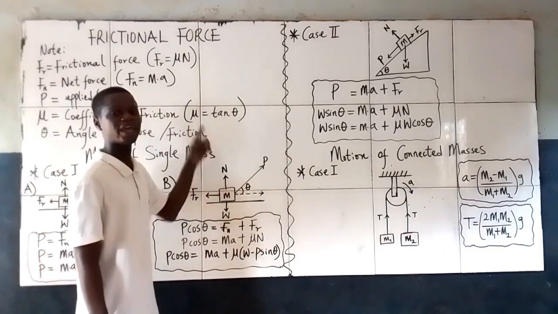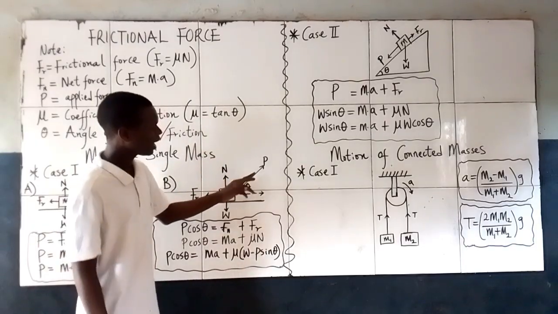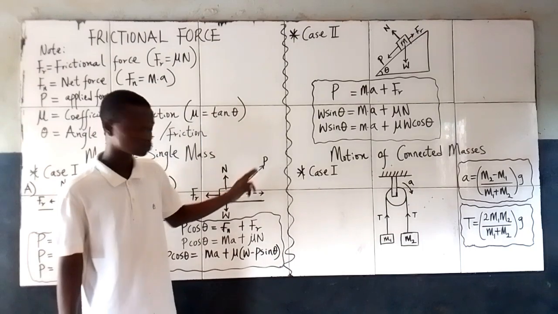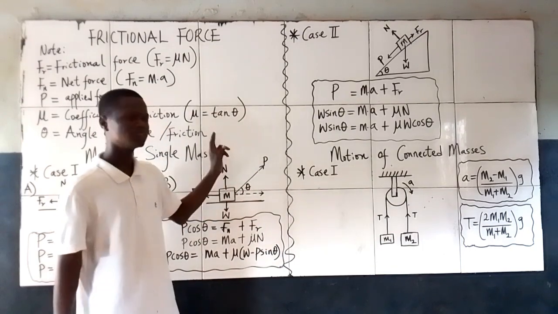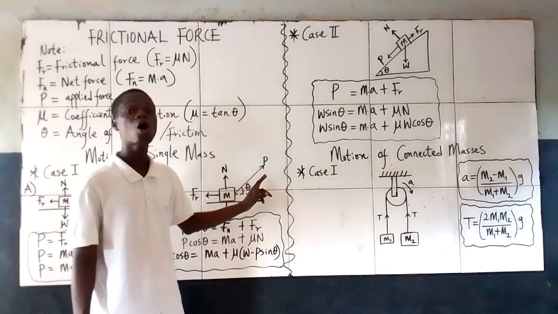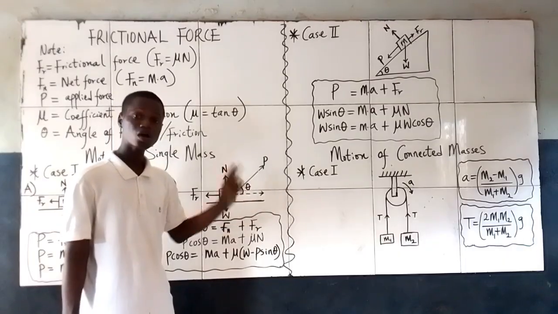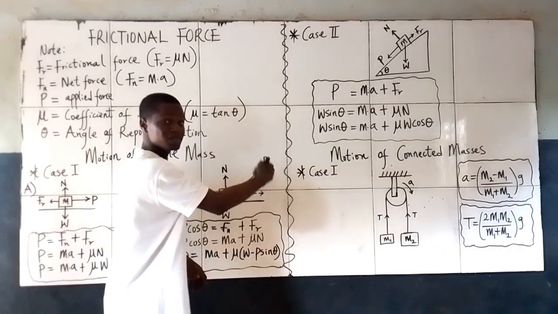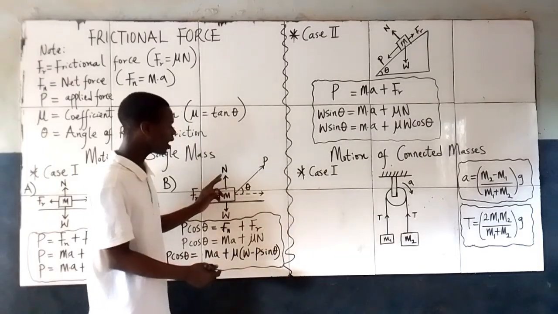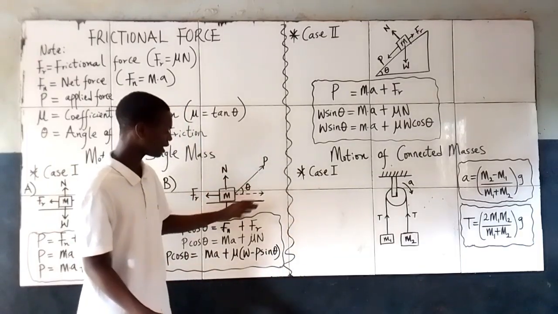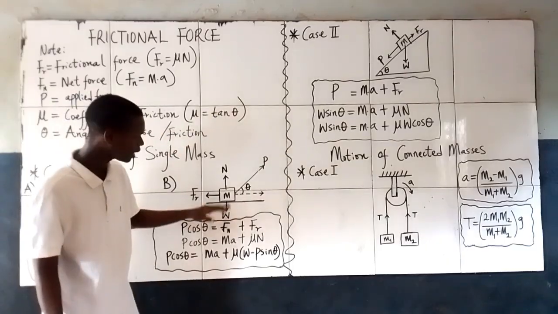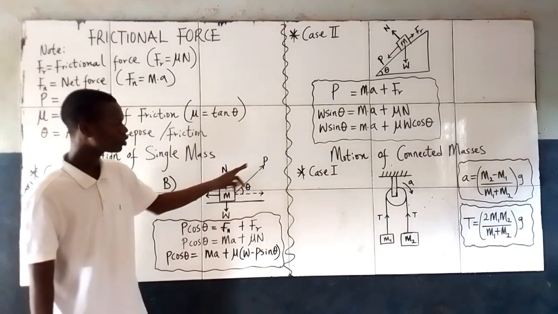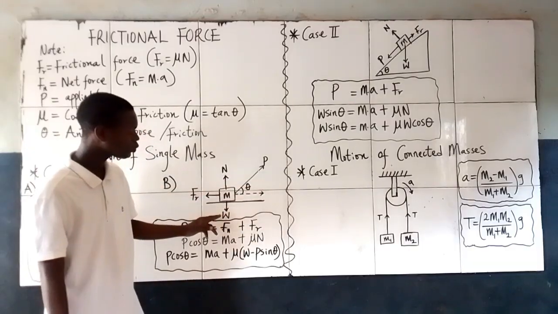You have N, that is the normal reaction, and there is a component of the applied force that is also acting in the upward direction. I repeat, N is acting upward, and a component of the applied force is also acting upward. That is P sine theta. So you have N plus P sine theta. These two upward forces are balanced by this only one downward force, which is W. So N plus P sine theta is equal to W.